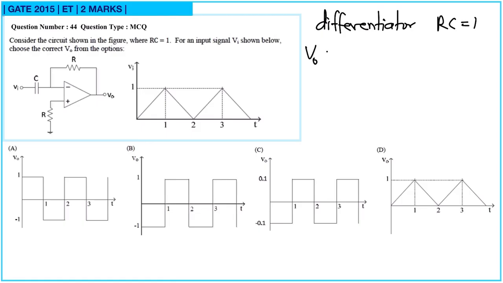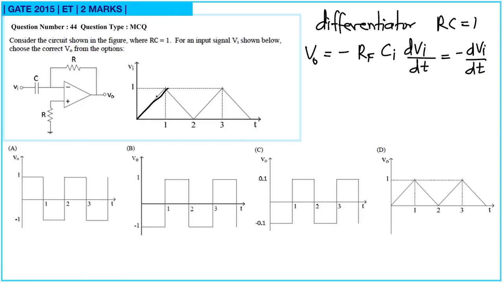Now output voltage V0 is equal to minus RF, that is the feedback resistor, Ci, that is the input capacitor, dVi by dt. That is the expression for output voltage. But since RC is equal to 1, this V0 will be simply minus dVi by dt. Now let us take the derivative on both sides.